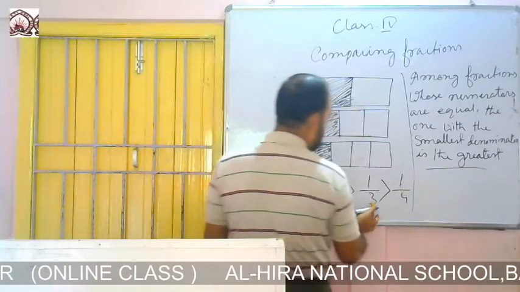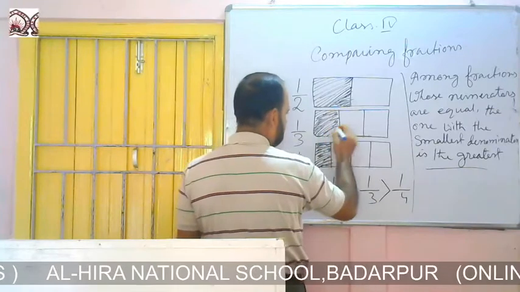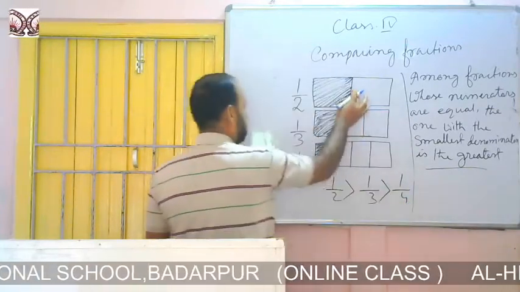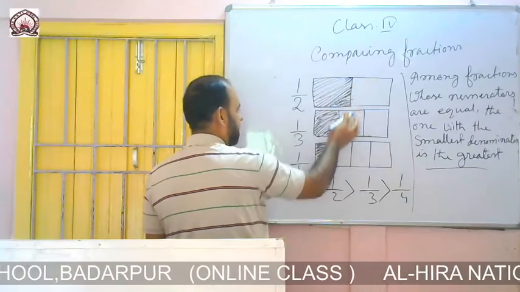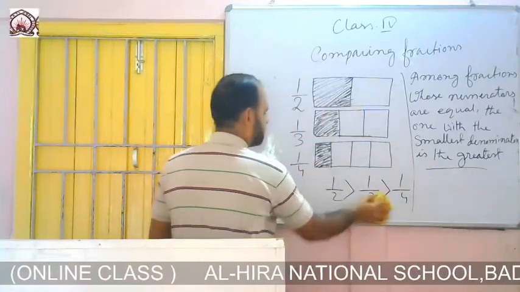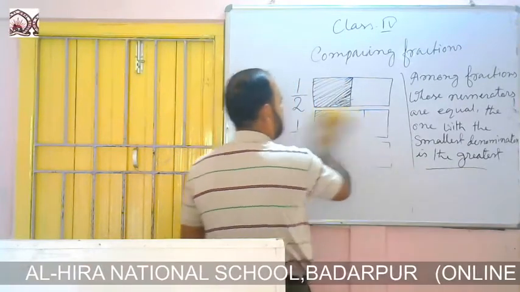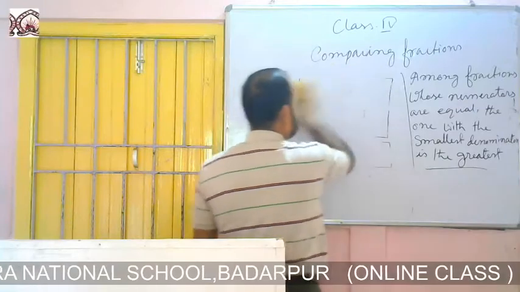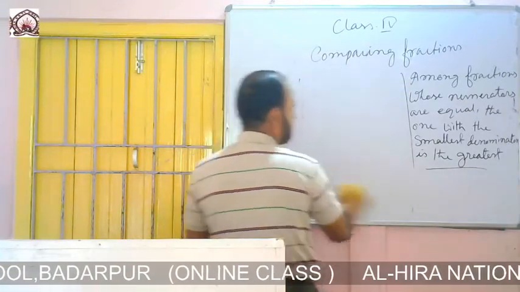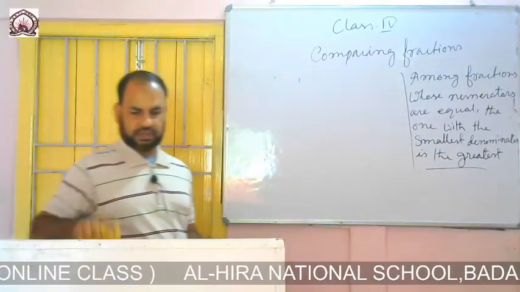Here 3 is the next, then this one is greater, next this one. First this one, then the greatest this one, then this one, then this one. So among fractions whose numerators are equal, the one with the smallest denominator is the greatest.